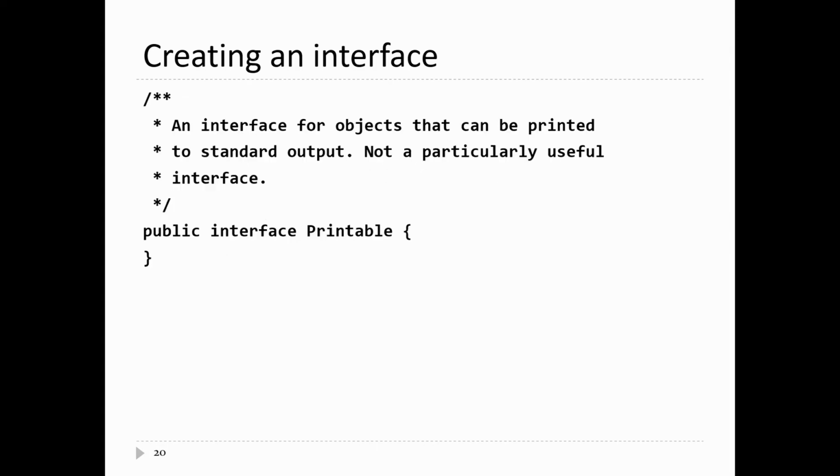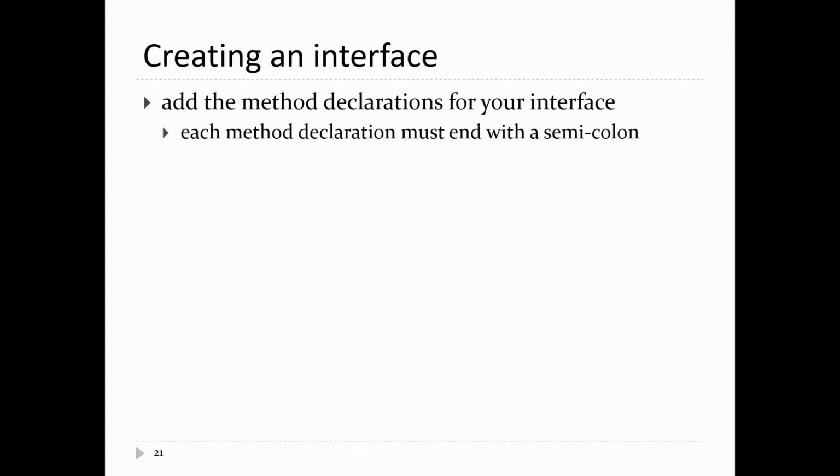So here is our interface called Printable. It just represents objects that can be printed to standard output. Notice that the comment says it's not a particularly useful interface, but it's an example of a simple interface that's easy to understand. All you do is change the word class to interface. Otherwise, things are the same. You then add whatever methods you want your interface to have.